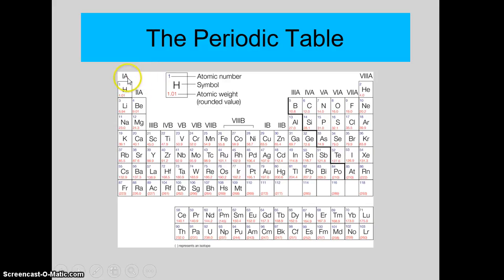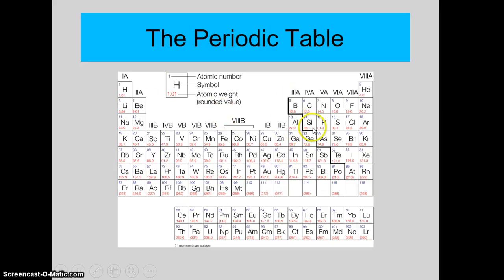But everything in column 1A has similar chemical properties. Everything in column 2A, they have similar chemical properties. And to some extent that's true for the B columns. 3A is pretty much aluminum. 4A, notice we've crossed over this jagged line. The jagged line distinguishes metals on the left-hand side. So everything on the left-hand side of the jagged line, these are all metals, including aluminum.